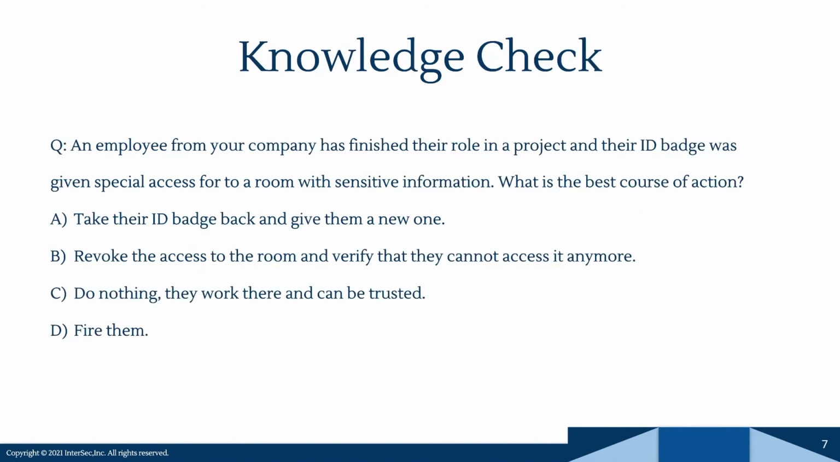Let's go ahead and take a quick knowledge check to see how much of this practice you're beginning to understand. An employee from your company has finished their role in a project and their ID badge was given special access for a room with sensitive information. What is the best course of action? Is it A, take their ID badge back and give them a new one? B, revoke the access to the room and verify that they cannot access it anymore? C, do nothing, they work there and they can be trusted? Or D, fire them? Hope you selected B, as that's the correct answer. You need to revoke the access to the room and verify that they cannot access it anymore. Let's move forward.